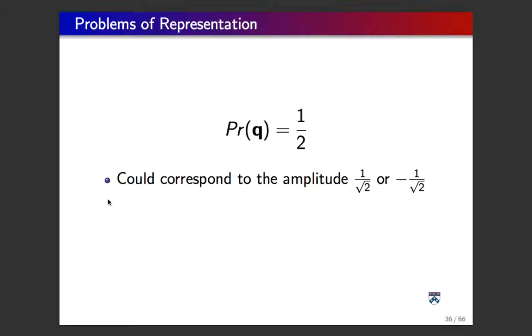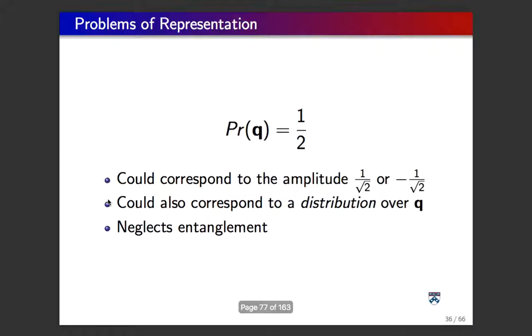More than that, it's not just that it can correspond to multiple amplitudes that square to 1/2. It can also correspond to a distribution over qubits. So for example, maybe we already measured a qubit, and then we forked our program, and in one case we initialized a 0 qubit, and in another case we initialized a 1 qubit, and that would also be parsed as probability of the qubit is 1/2. Finally, it neglects entanglement, so it's possible that 2 qubits are going to be dependent upon one another, and we want that to be expressed in our assertions. So basically, we don't want this.